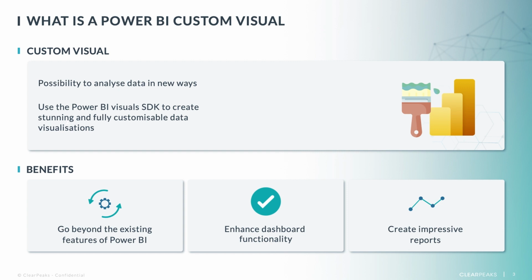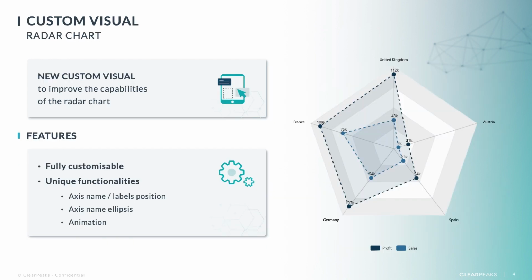So what is a custom visual? A custom visual in Power BI is a chart created from scratch using web development technologies like JavaScript. These visualizations can be fully customizable and allow us to show data insights in new and powerful ways. So now let's move to the radar chart that we developed.